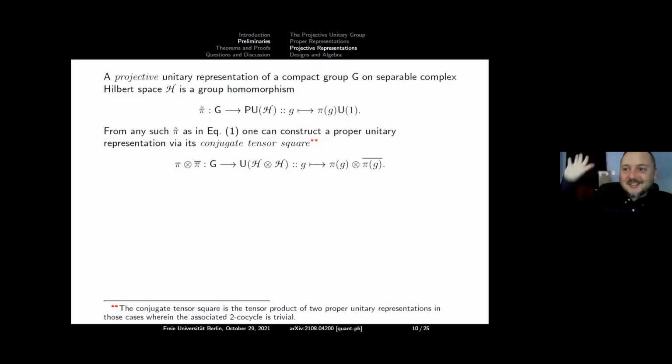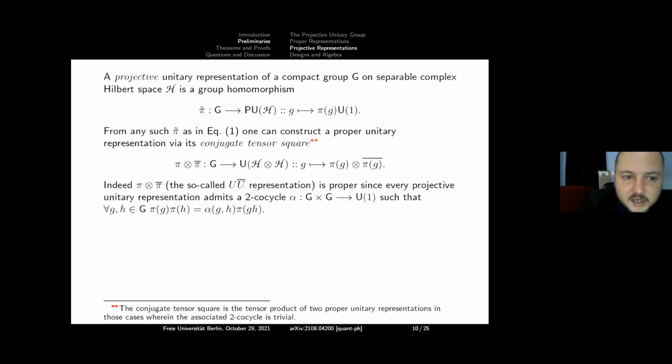So this is a rep on the nose, as I'm sure you can see. The reason why it works is because there's an alternative definition of projective unitary representations in terms of so-called Schur multipliers or two co-cycles. There are some details regarding associativity about how this map alpha has to behave, but the whole point is that a projective rep acts like a usual rep up to U1 scalars, and that's why the conjugate tensor square is a proper unitary representation.